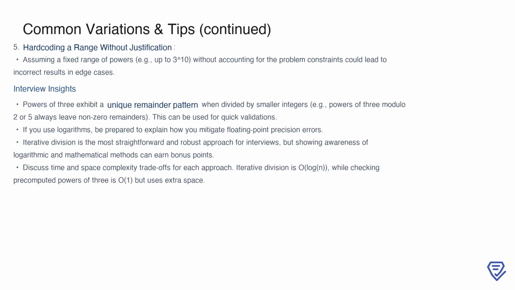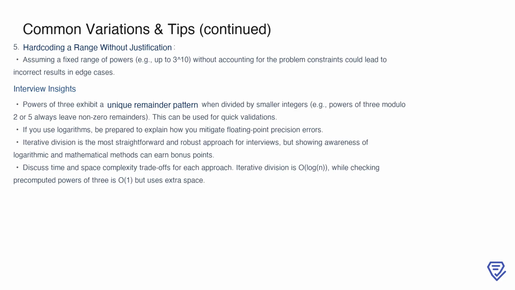Another mistake to avoid is hardcoding a fixed range of powers of 3 without justification. If you assume the range only goes up to, say, 3 to the power of 10 without considering the problem's constraints, you might miss edge cases.